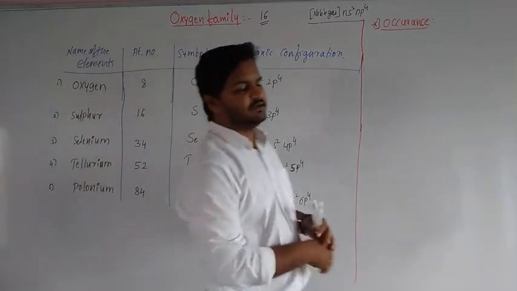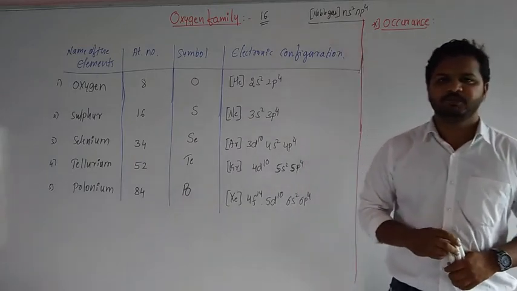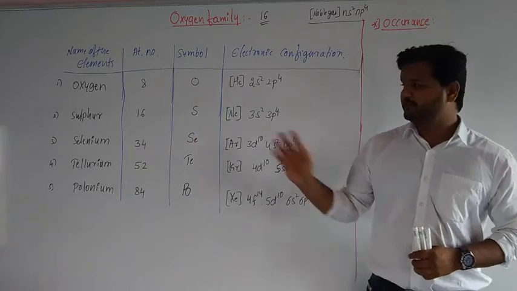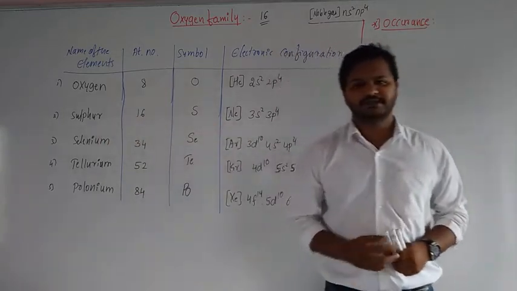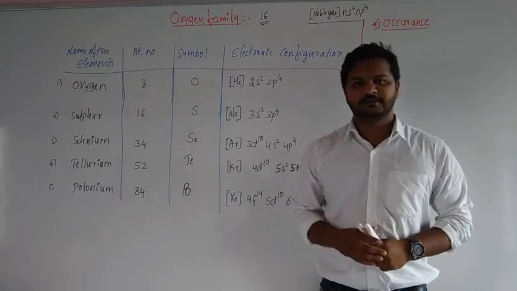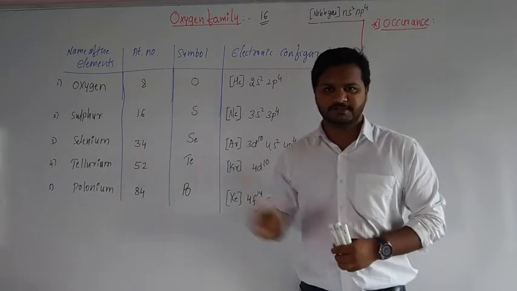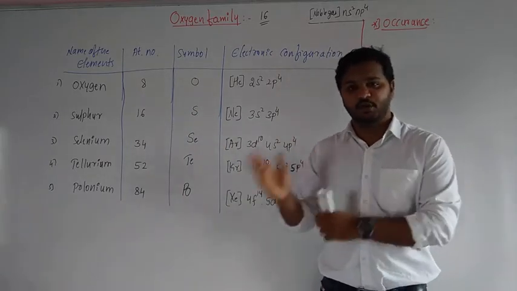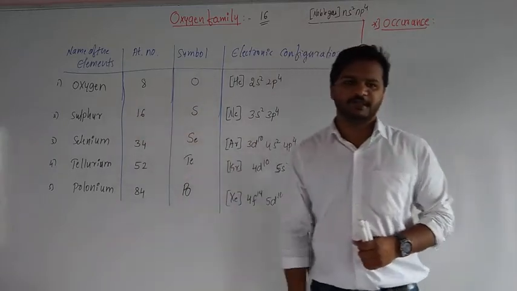Sulfur, students: 0.03% to 0.5% of sulfur is present in the earth crust, and it is also present in egg, milk, garlic, and proteins. Sulfur is also present in the earth crust in volcanoes or volcanic eruptions.